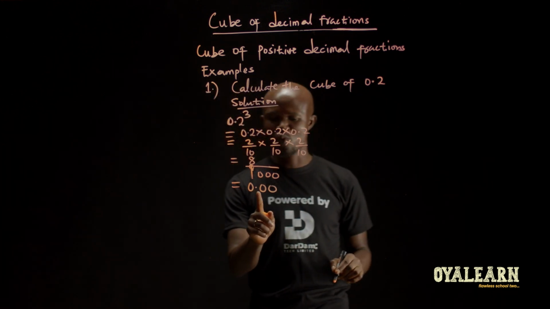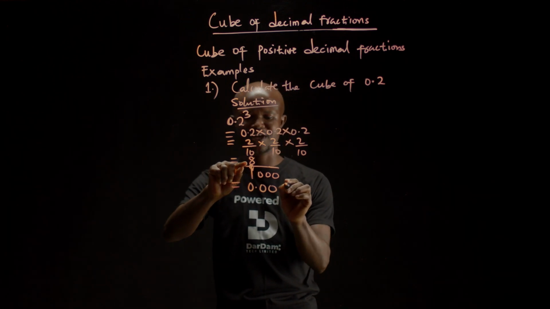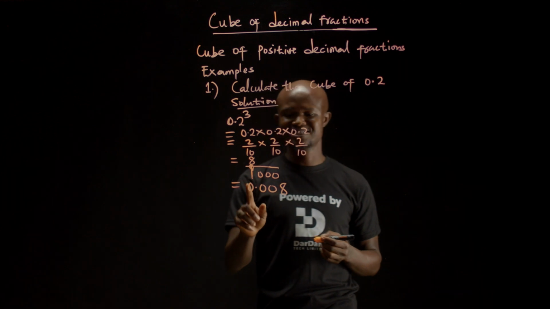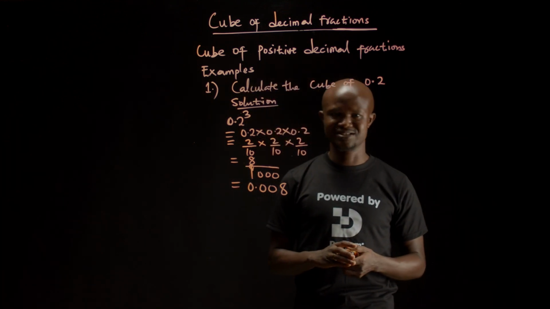So we have 0.00, you can see 1, 2, 3. Then what number do we have at the numerator? We have 8. So it means that 0.2 raised to the power of 3 is the same thing as 0.008. That is the solution to the problem.